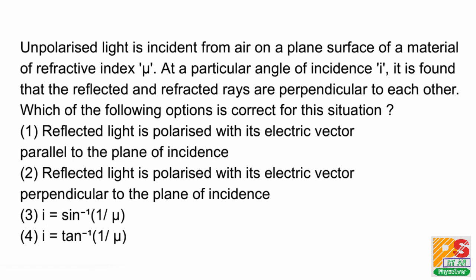That reflected light is polarized with its electric vector parallel to the plane of incidence. Second option is reflected light is polarized with its electric vector perpendicular to the plane of incidence. Third option, I equals sine inverse 1 by mu, and the last option is I equals tan inverse 1 by mu.